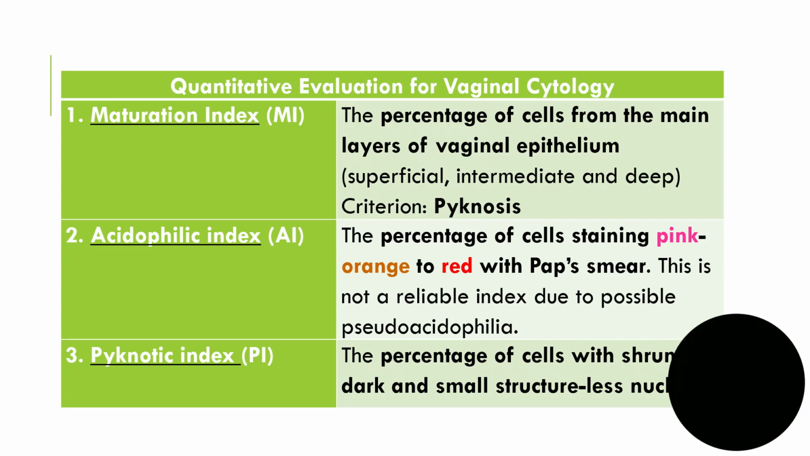Third, the pycnotic index or the PI. This is the percentage of the cells with shrunken, dark, and structureless nuclei, the hallmark of a pycnotic nucleus. Unlike the AI, the PI focuses on nuclear morphology rather than cytoplasmic color, making it a more reliable indicator of cell maturity. Again, we have MI, AI, and PI. In the contrast between AI and PI, AI is unreliable due to pseudoacidophilia, and PI is more reliable, and it is a frequently tested distinction.